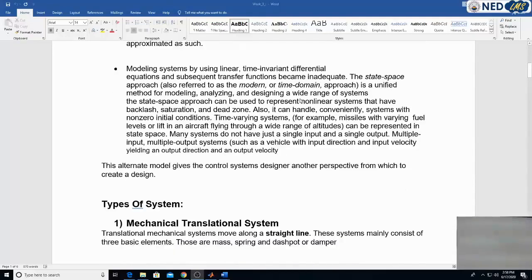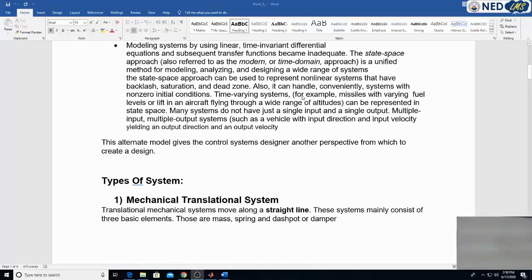Now, as you have studied in the previous lectures, in the frequency domain approach, we can model different types of systems in the frequency domain as well as in the time domain. These are the same systems which you studied in the frequency domain. We will study the time domain approach on similar systems. I will just have a quick review of those types of systems.